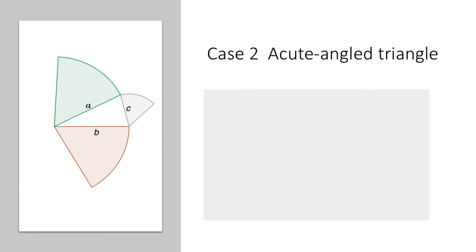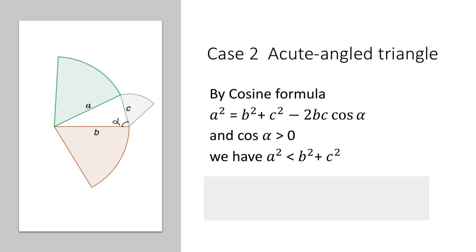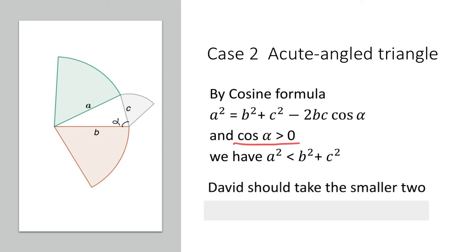If the triangle formed is an acute angle triangle, in particular, we consider the angle opposite to the biggest side and denote it by alpha. By the cosine formula, A squared equals B squared plus C squared minus 2bc times cosine alpha. And since alpha is acute, cosine alpha is greater than 0. Therefore, we have A squared less than B squared plus C squared. That means the total area of the two smaller slices is larger. So David should take the smaller two.